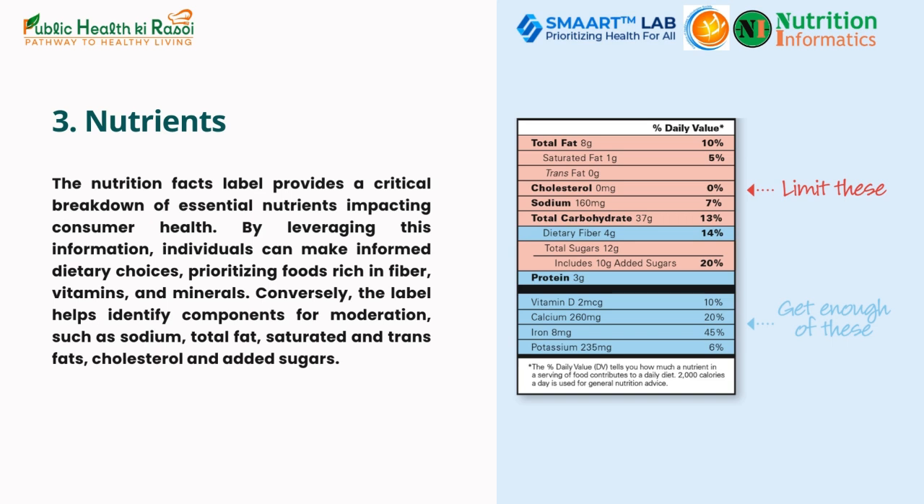Look for foods rich in fiber, vitamins, and minerals, and be mindful of sodium, total fat, saturated and trans fats, cholesterol, and added sugars. For instance, adequate calcium intake can fortify bones and potentially reduce the risk of osteoporosis. Conversely, excessive saturated fat consumption may elevate the risk of cardiovascular disease. Similarly, overconsumption of added sugars can contribute to obesity and other health concerns. It is important to acknowledge, however, that individual nutrient requirements may vary based on health status and other factors.